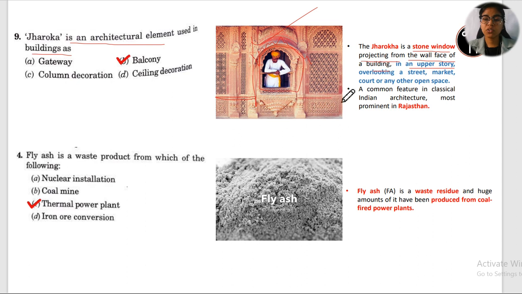Obviously not at the ground floor; you will get to see Jharokas on the first floor, second floor. So why were they provided? They were provided at that time as a place from where you can have a look at the street, market or any other open places. It is a common feature in classical Indian architecture, most prominent in Rajasthan. It is a stone window projected from the outer wall, and the purpose was to have an overlook of the street, market or other open places.